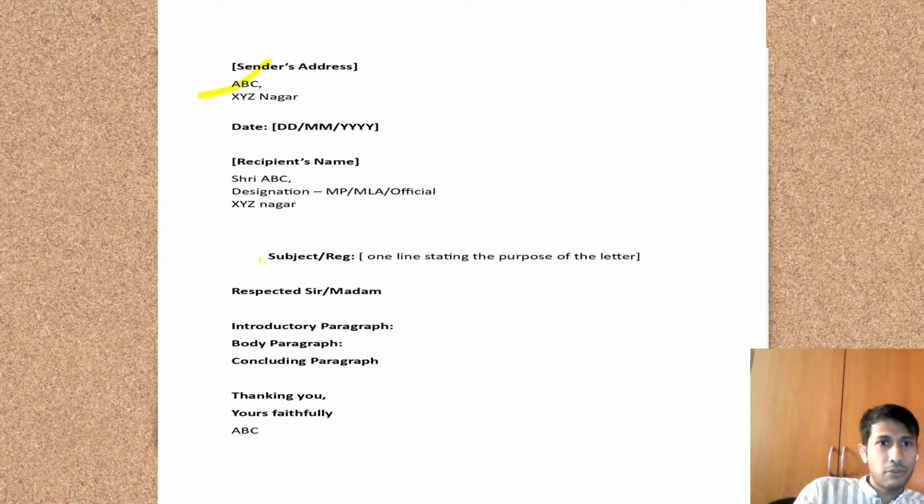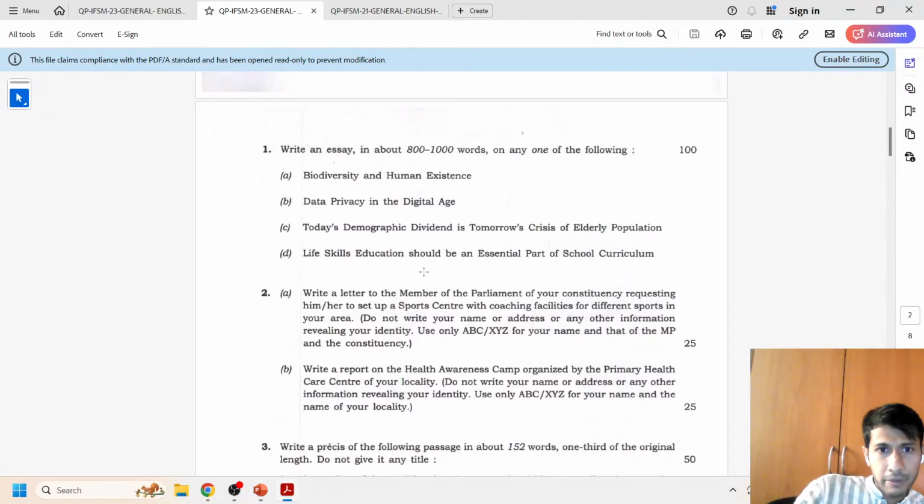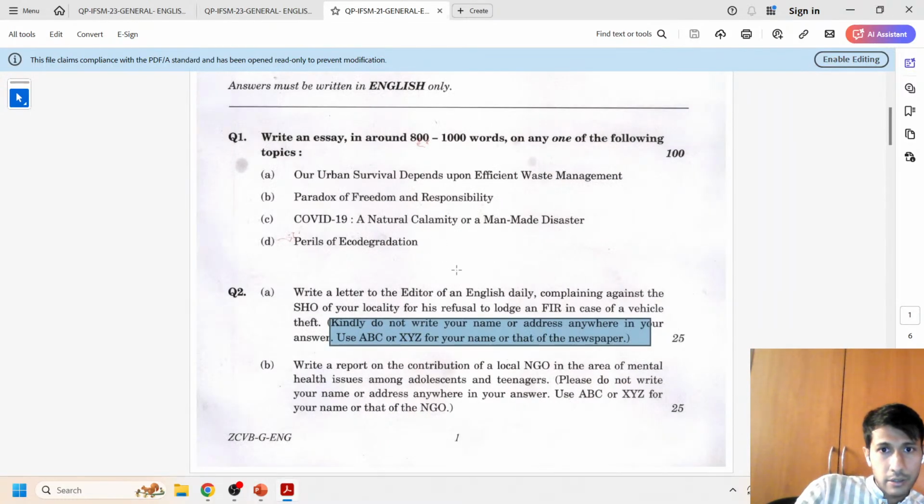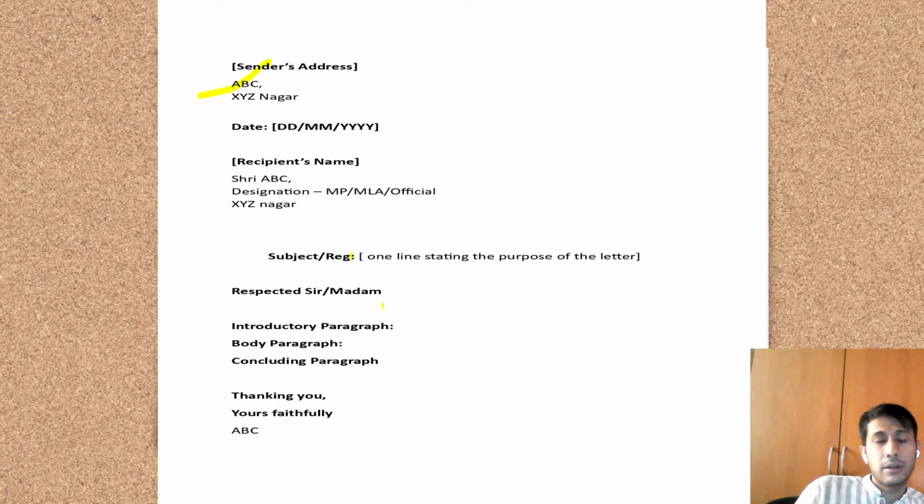Then comes the subject of the letter, or regarding, and that should be written a little bit in the middle. So do not start from the margin. Write subject, put a colon. Remember, colon is very important. And write a one line purpose of the letter. So if I take a PYQ here, English daily, right? So regarding the refusal of SHO to register my FIR. One line, 1.5 line also you can write, but try to write it in one line.